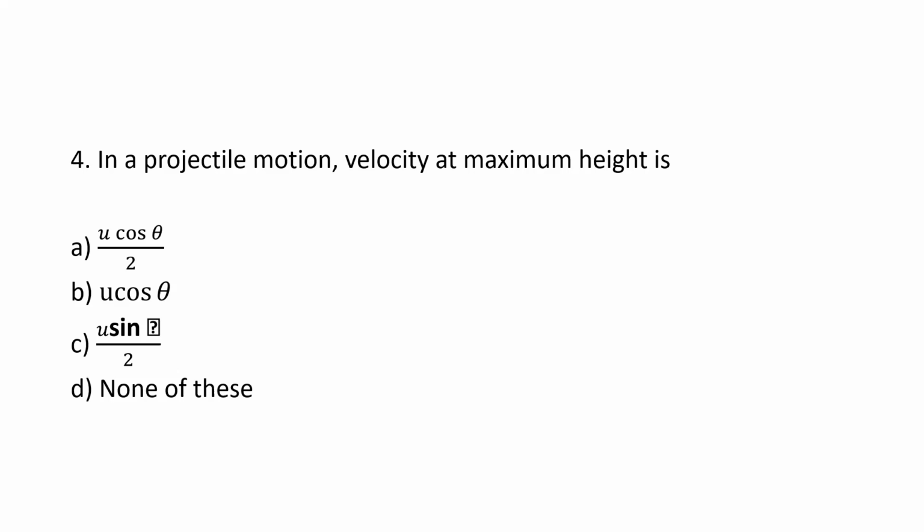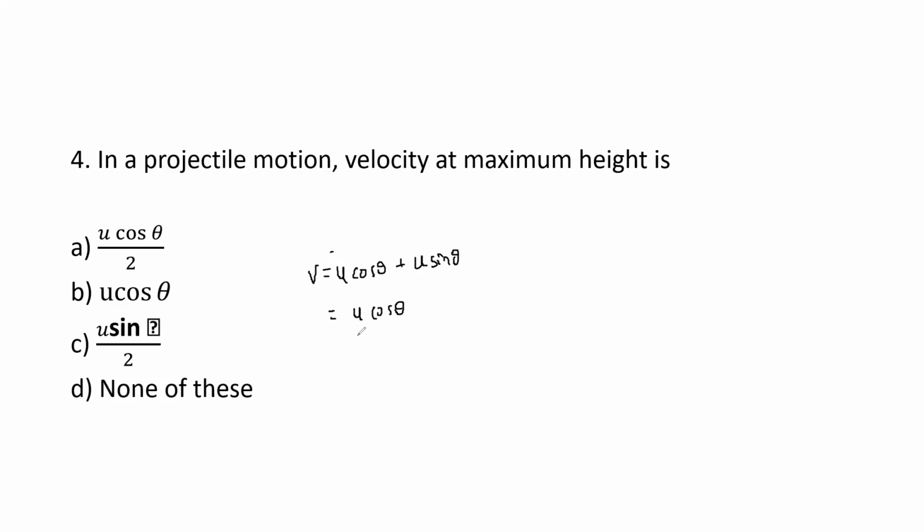See here, at the maximum height, the vertical component becomes 0. At the maximum height, the vertical component becomes what? 0 here. Therefore, it is given by V is equal to u cos theta plus u sin theta. This is equal to, I'll write it as u cos theta.